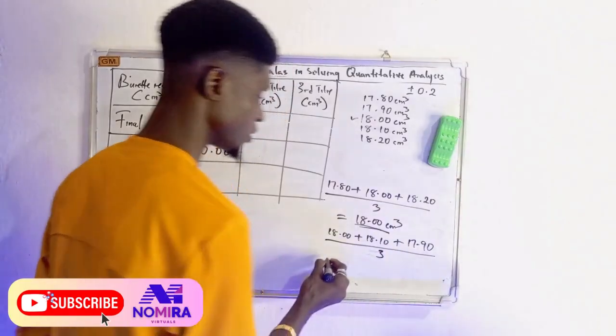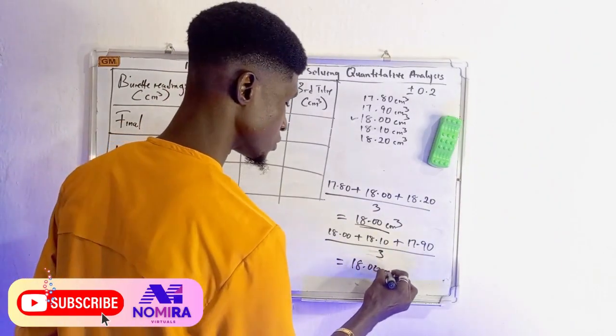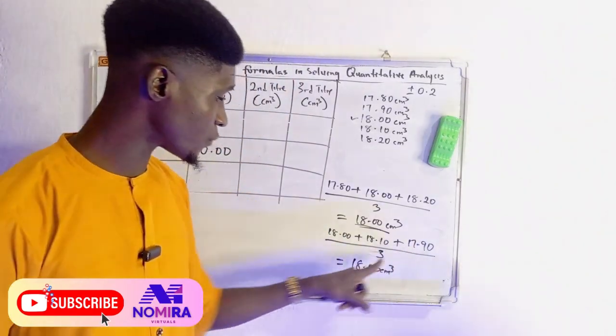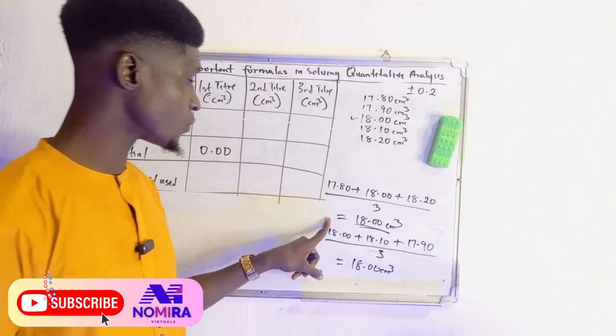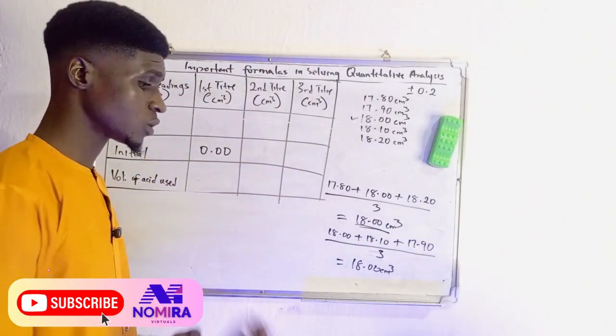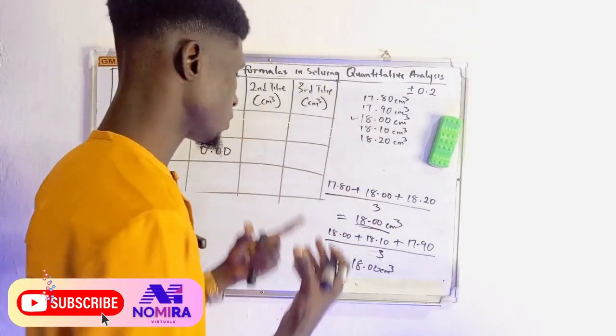18.00. So when you divide by 3, you still have 18.00. So you see that one person could have this type of result, the other person will have this type of result. Then this is how you keep on changing the results, doing remove and add.